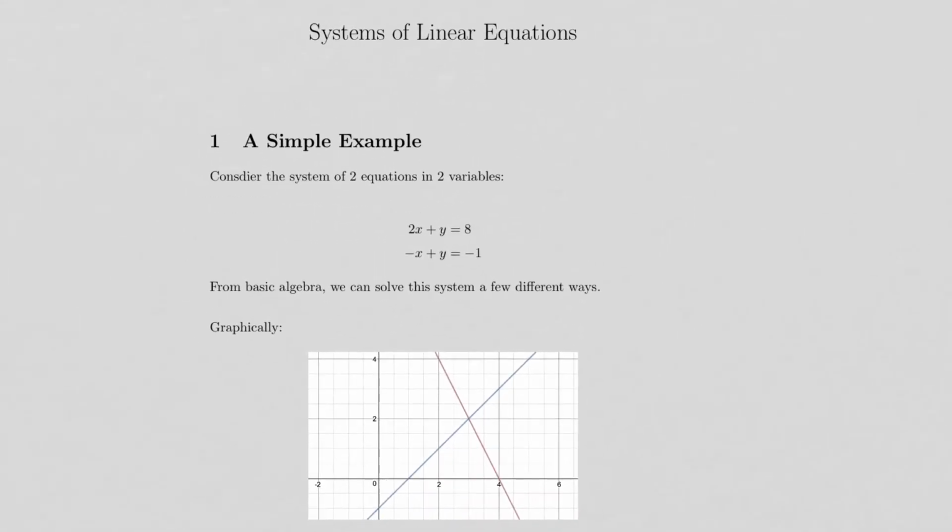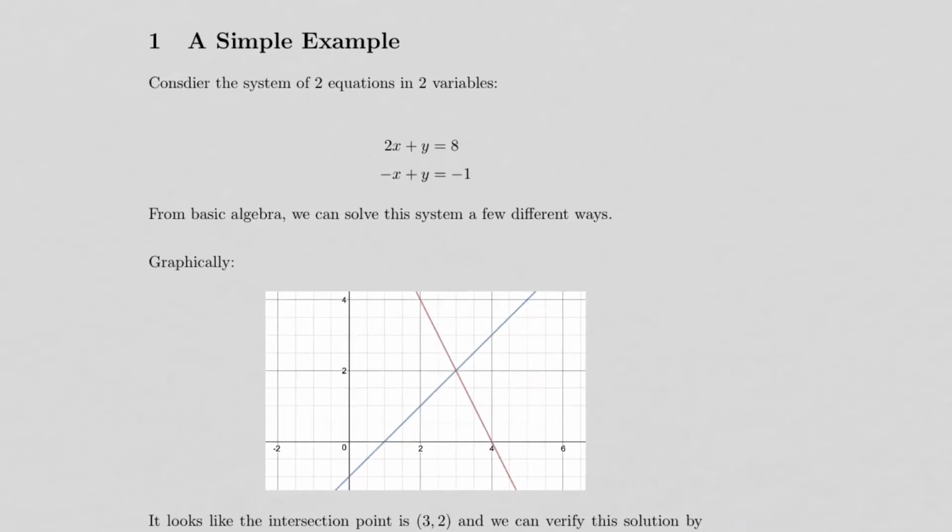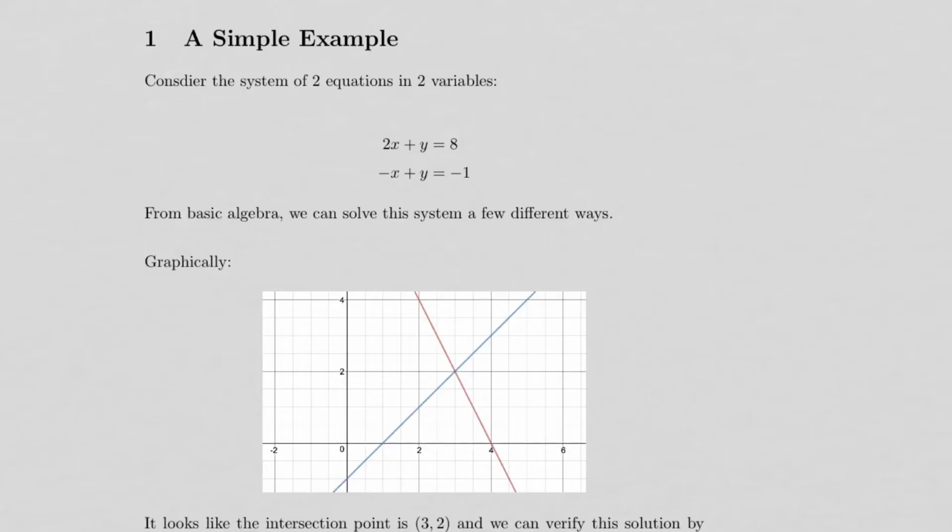So first let's review a simple example from basic algebra, something like this: 2x plus y equals 8 and minus x plus y equals -1. From basic algebra, we know a few different ways to solve this system of equations. One way is graphically. So if I graph this first equation, 2x plus y equals 8, I'd get this red line here. If I graph the second one, minus x plus y equals -1, I'd get this blue line.